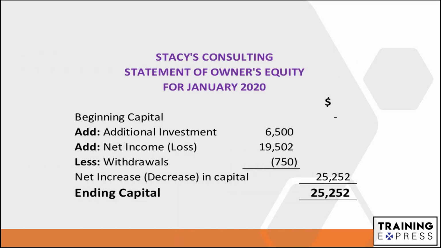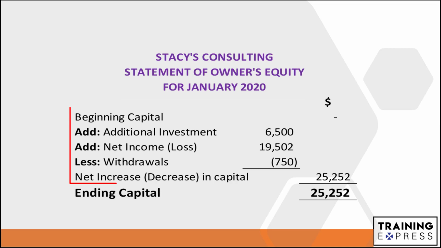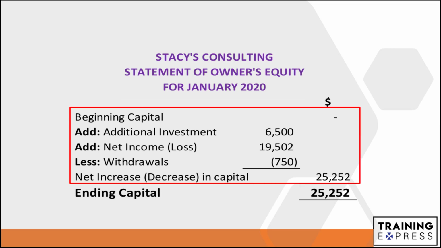Now we can look at the next financial statement, statement of owner's equity. As usual, at the top you will see the business name or the organization name. Second line, you will see the name of the financial statement, and then you will see the accounting period. You will see the beginning capital here is 0 because when Stacy started the business, there was no capital and she introduced capital in the business.